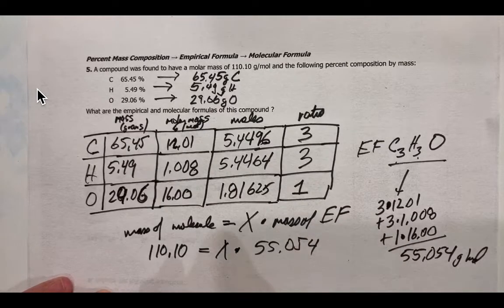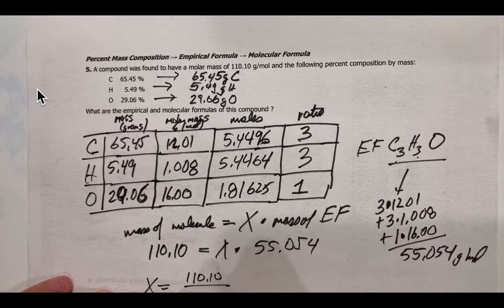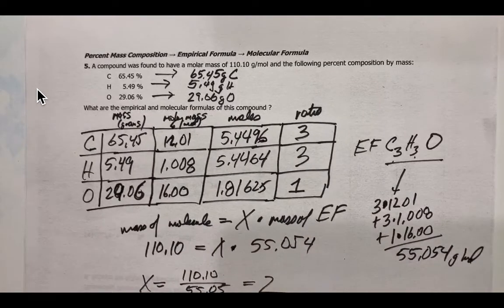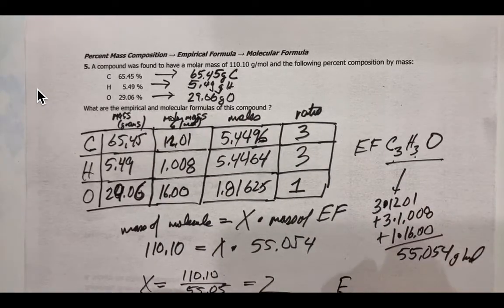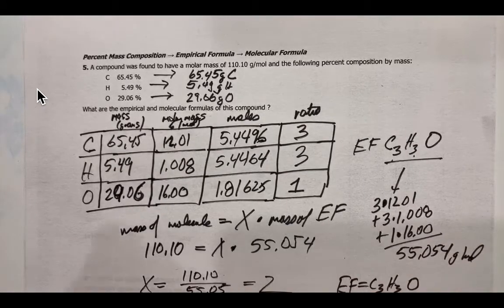55.054. And so x is equal to 110.10 divided by 55.05. So that's 2. So the empirical formula was C3H3O. The molecular formula is twice as heavy though. So that means I need to double the amount of carbon, double the amount of hydrogen, and double the amount of oxygen.